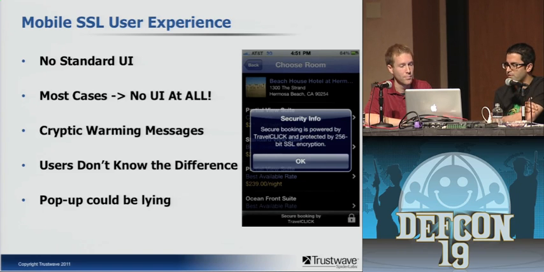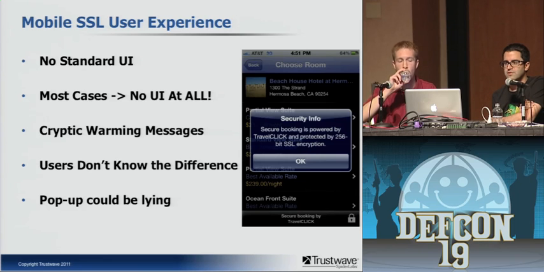The screenshot you see there was from an app that I actually went and downloaded. It's an app to find boutique hotels when you travel around that are cheaper, but maybe a little nicer than chains. When I was using that app, I noticed there was a lock in the corner. It says secured by, and it has trust click on it. You put your finger on that lock, and a pop-up box comes up that says secure booking powered by travel click and protected by 256-bit SSL encryption. So that could be just complete bullshit. You have no idea if that pop-up is lying.